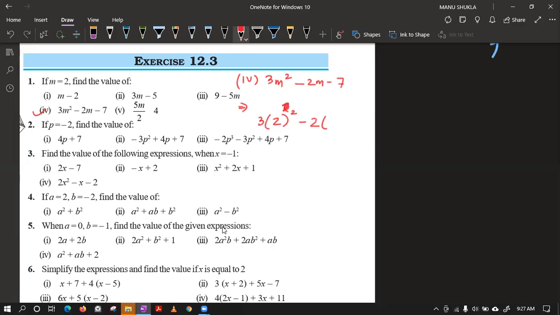So m is again 2. Then we have a minus 7. So now we have to solve the bracket first. 3 into 2 square is 4. 2 into 2 is 4 only, minus 7. 3 fours are 12, minus 4, minus 7, we will get 12 minus 11. Answer is 1. So I hope this fourth part is clear to everyone. We have just replaced the m with 2 and we have solved it.